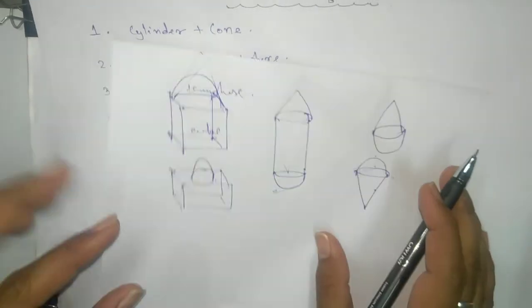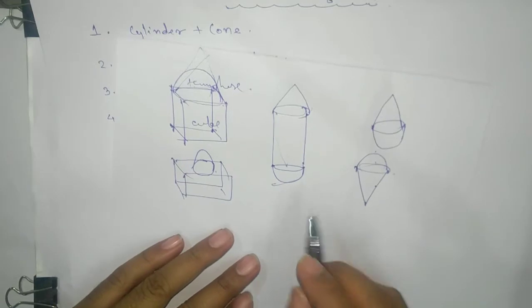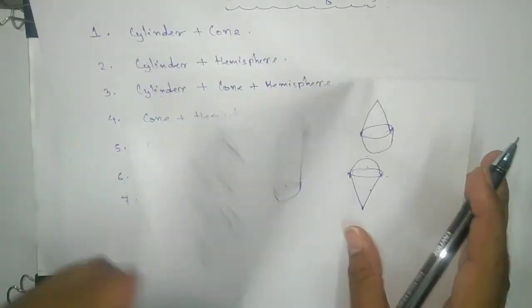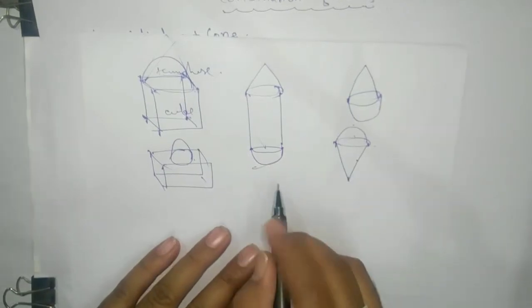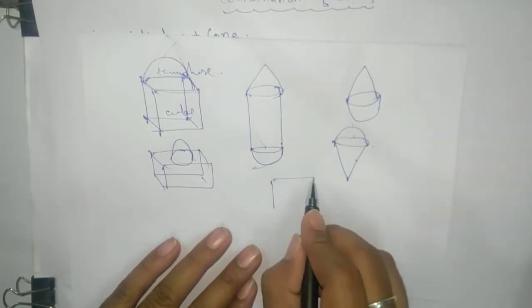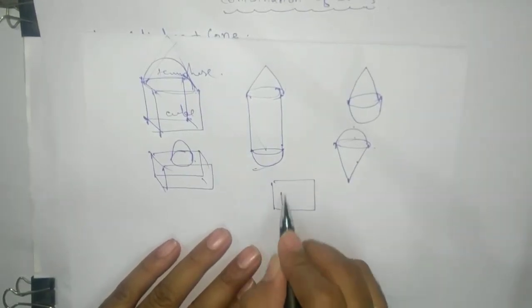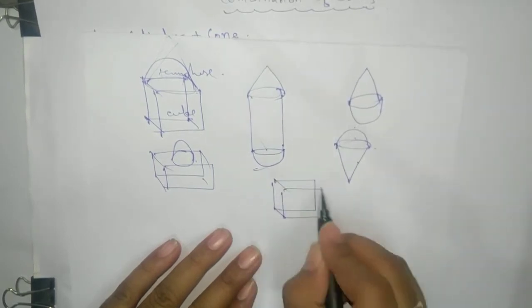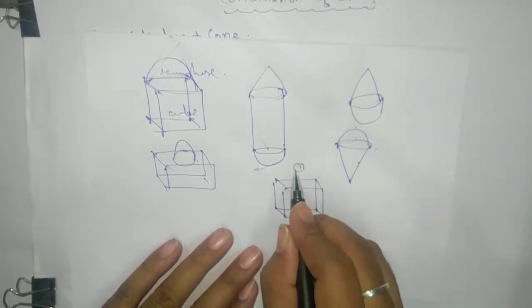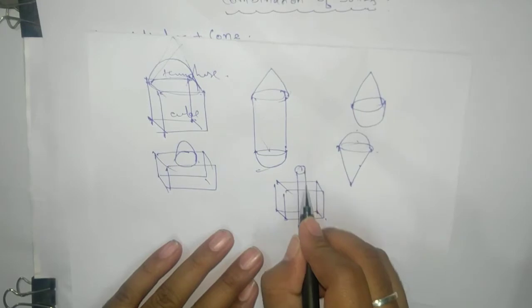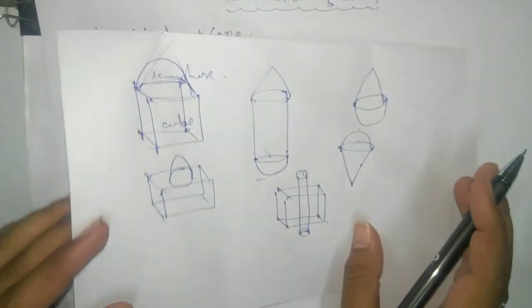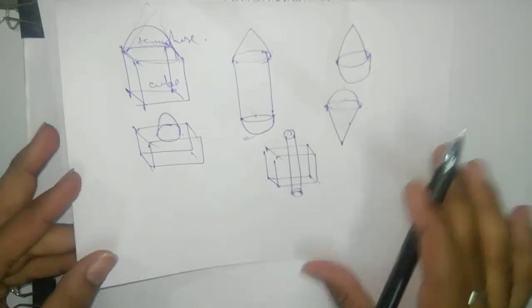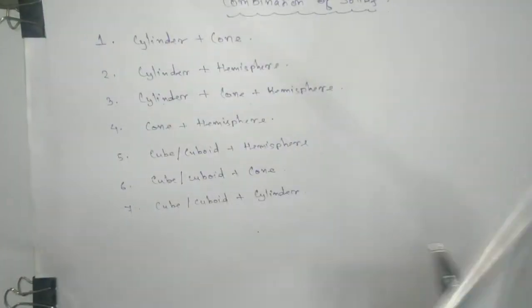Okay, one more example we're going to see is for cube, cuboid and cylinder. Yes, sometimes it would be given to you. In this type of figure, one cylindrical pipe would be passed through it. So this type of figure would be given to you in the exam also. So these are the combinations.